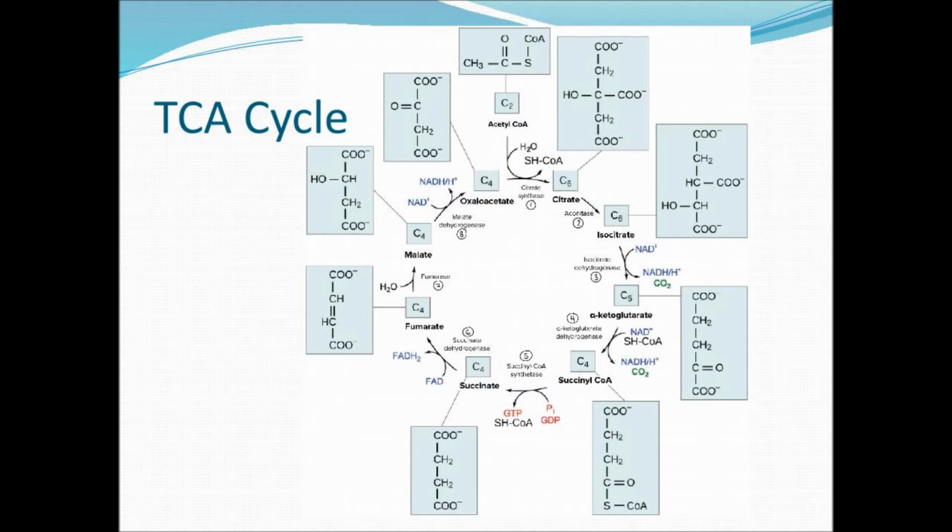This forms succinate. In the later part of the cycle, succinate is dehydrogenated by FAD to form fumarate. Next, fumarase catalyzes the addition of water across the double bond of fumarate, yielding malate. Finally, malate is converted to oxaloacetate by malate dehydrogenase, and this reaction requires NAD+.